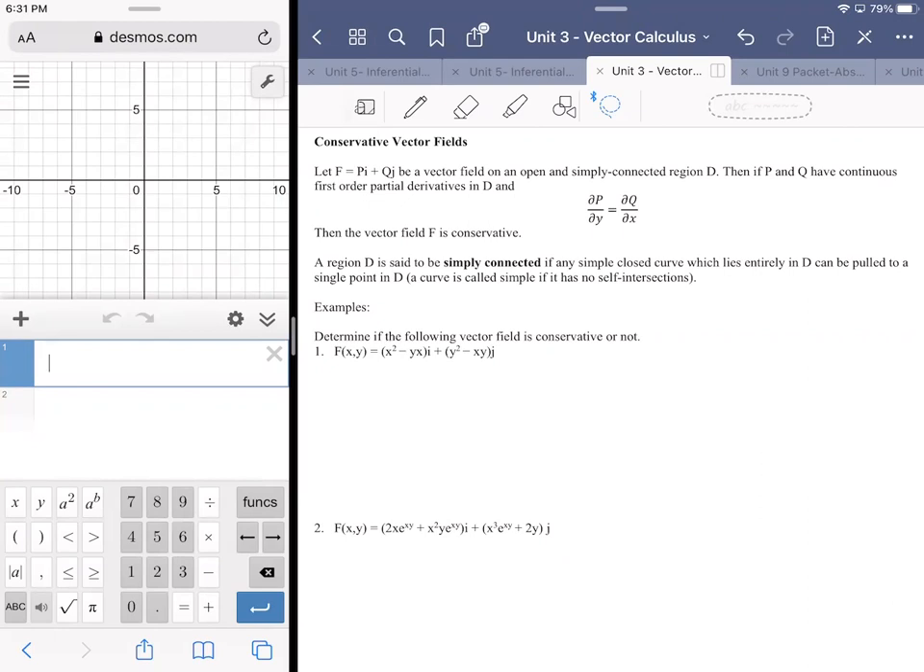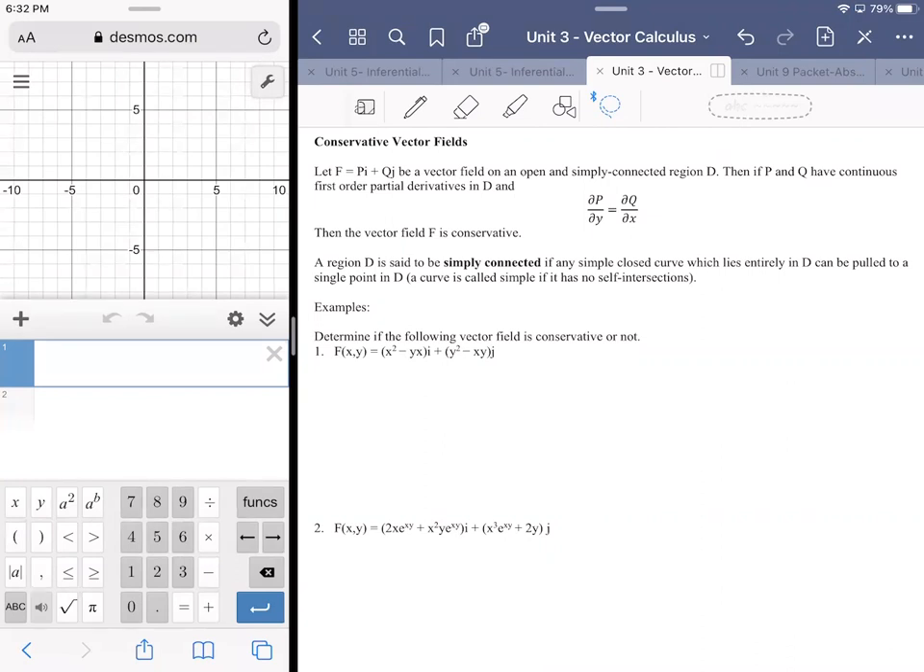So anyway, let F equal P times i plus Q times j. That's the model for a vector field on an open and simply connected region D. Simply connected regions are, if you think about continuous functions in 2 dimensions, the analog for 3 dimensions and beyond. So there are no gaps, no weirdness, it doesn't twist around upon itself or anything like that.